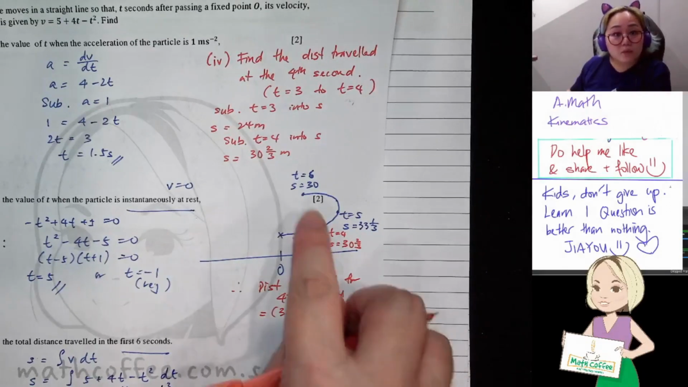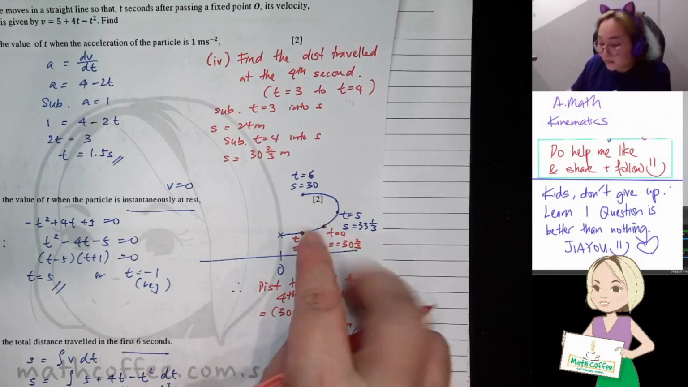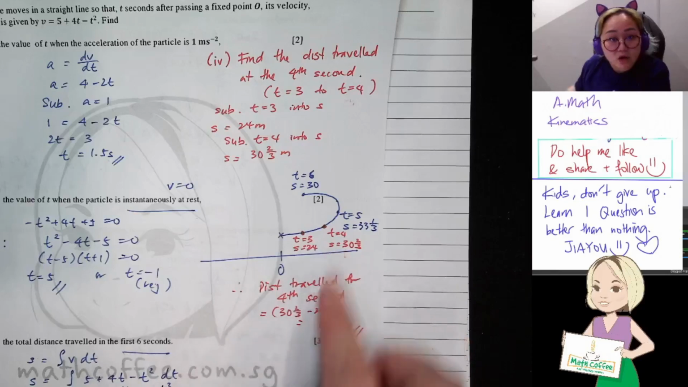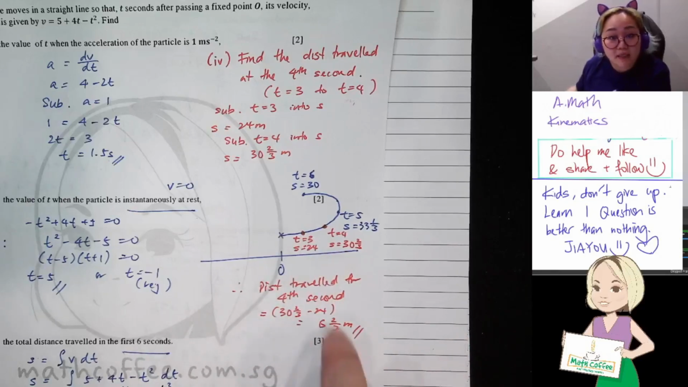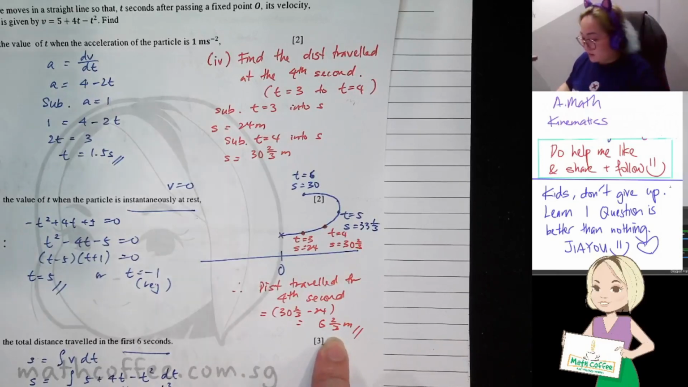Understand? Because from T3 to T4, it only travel this mini distance over here. So I need to minus them in order to know how much the particle has traveled. So this is a very tricky question. So by drawing the diagram, you can visualize better. Understand?